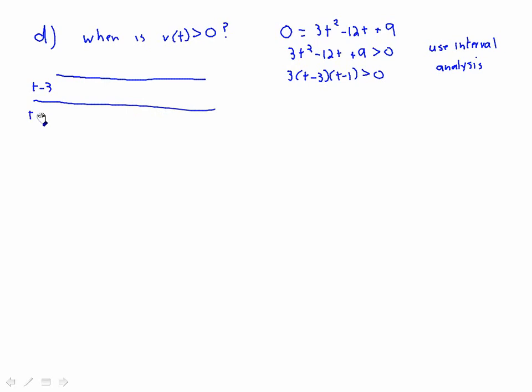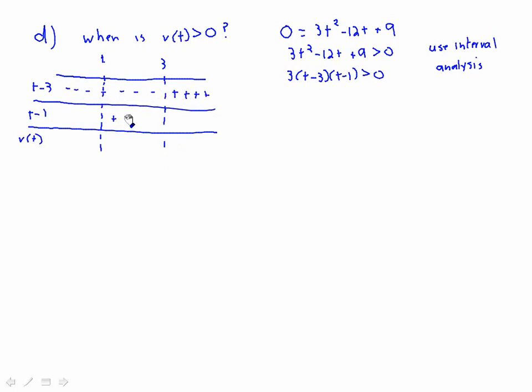Excuse the kind of sloppy writing on this. t minus 1. And then we take a look at v of t, and its turning points are 3 and 1. So its zeros, those are the roots of these equations. And we do what we've been doing all along. Factor by factor, we identify where each of the factors is positive or negative, and then take the whole thing together. So t minus 3 is positive over here, negative over here.